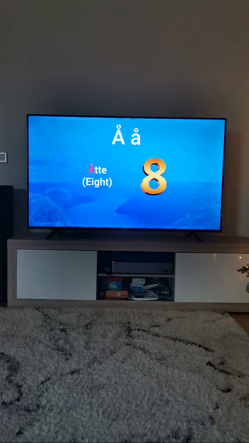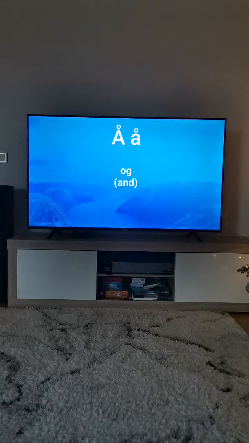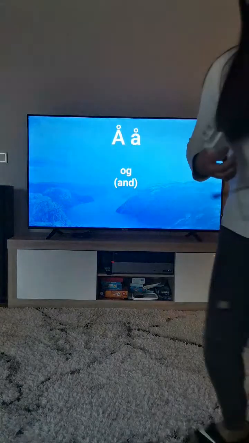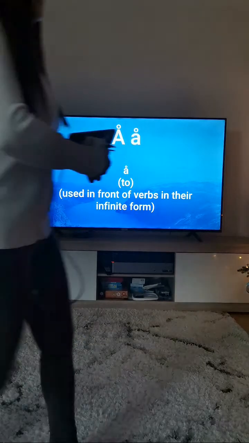Å. Åtte. An example of a long versus short å is stå. Åtte. This letter sounds identical to the Norwegian word å, which means river. Å by itself means to, as in to fish or any other verb. It's what you use in front of verbs in their infinitive form.